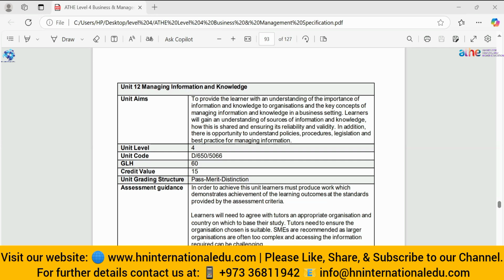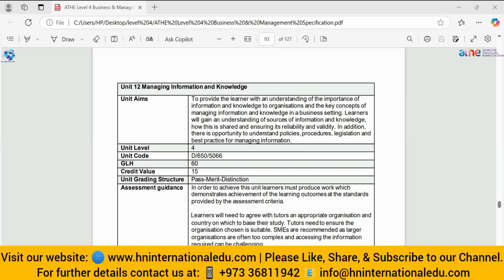Now, in general, if you see these terminologies, information, knowledge, these are very common. Everyone is using them, whether literate or illiterate. But in the organization, in the corporate sector, these two assets are very important. If there is miscommunication, there is going to be mismanagement of the whole information and knowledge, and the business can collapse at any time. Learners will gain an understanding of the sources of information and knowledge.